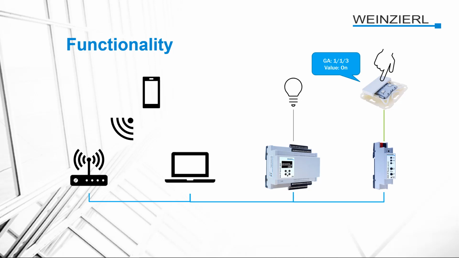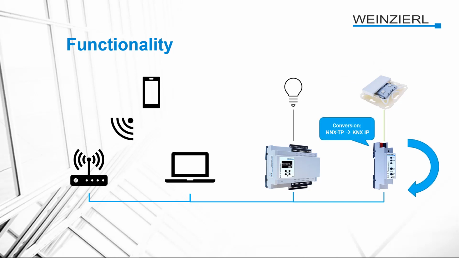But now it's getting interesting. The KNX IP router knows, because of its parameterization and the so-called filter table, that the telegram is being used by a KNX IP device. Therefore, it sees this telegram and converts it from a KNX twisted pair protocol into a KNX IP protocol. So it packs the content in the IP protocol.